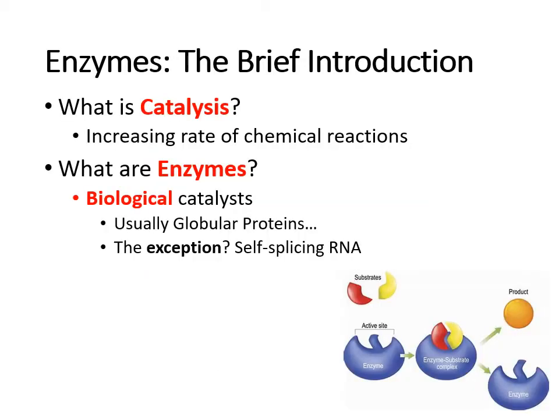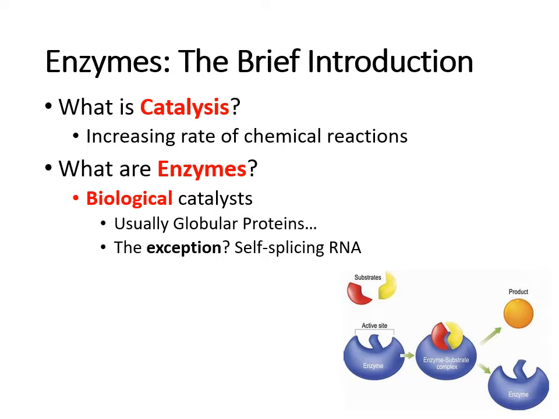The first thing I want to talk about is a brief introduction to enzymes and the concept of catalysis. So first we usually ask, what is catalysis? It is increasing the rate of chemical reactions. Enzymes are a particular type of catalyst, specifically biological catalysts. Catalysts are the umbrella term for any of the structures that will help increase the rate of chemical reactions. And then enzymes are specifically biological catalysts.